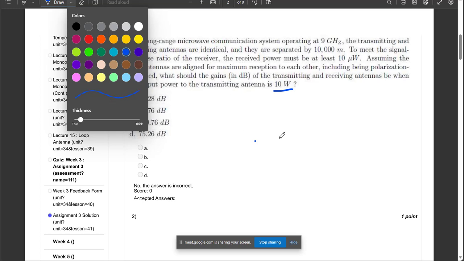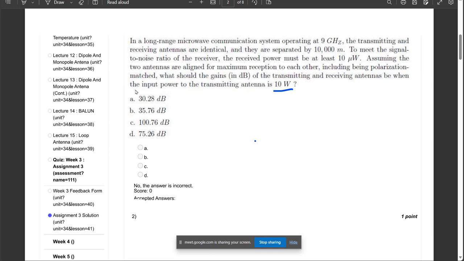When you see two antennas, transmitting and receiving, it has a distance in between. Power is given to you: how much input power at the transmitting antenna, how much power received should be, and the operating frequency is given to you. Can we fit all these in the Friis transmission equation and find out the gain, right? Here it is also given to you that both of the antennas are identical to each other, and it has a polarization matching, right?